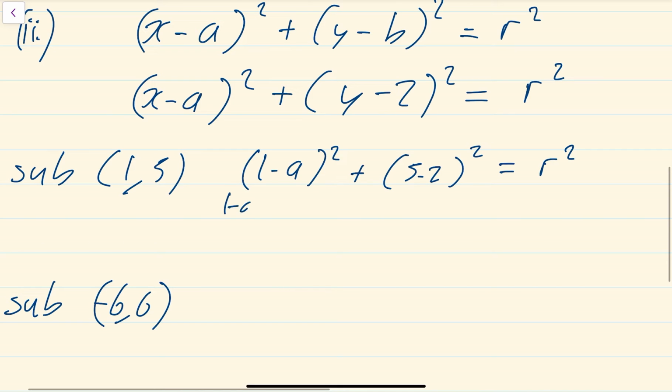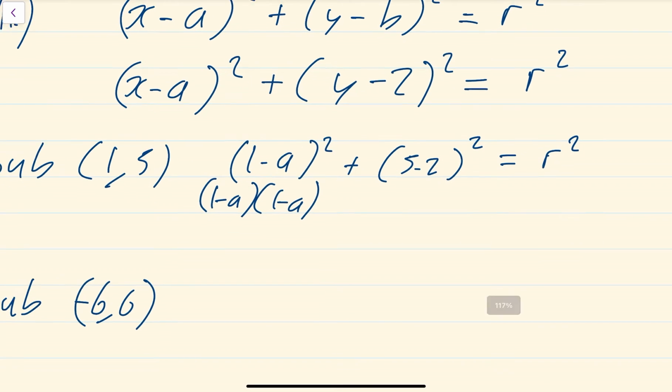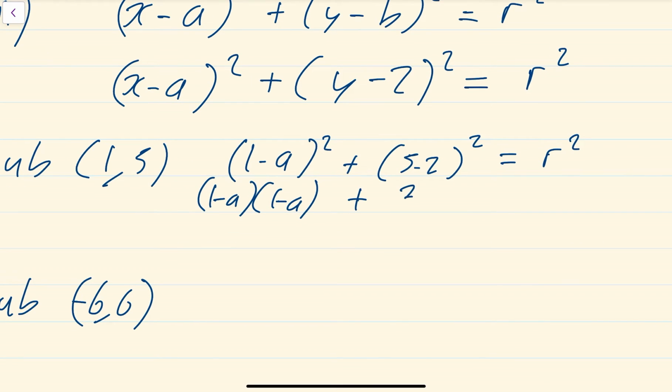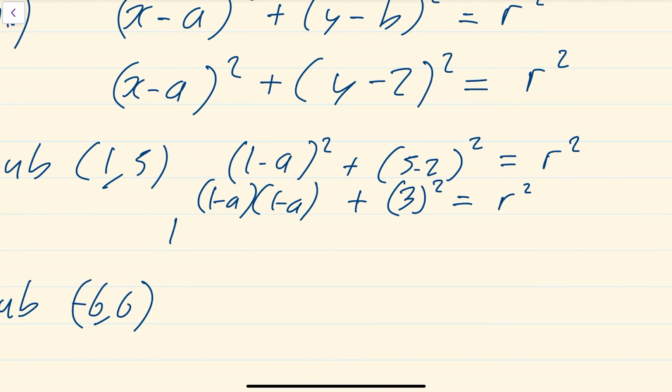So 1 minus a squared is 1 minus a times 1 minus a. Do this out, folks. So many people don't do that out and mess it up. I would just take the time and do that out, make sure I get it right, and as well 5 minus 2 is 3 squared, so tally that up, make life a wee bit easier. Okay, now we're multiplying. 1 times 1 is just 1. 1 times minus a is minus a. You've also minus a times 1, so that's going to be minus 2a. And minus a times minus a is a squared. And then plus 9 is equal to r squared. Tidy that up a wee bit. You're going to have a squared minus 2a plus 10 is equal to r squared.